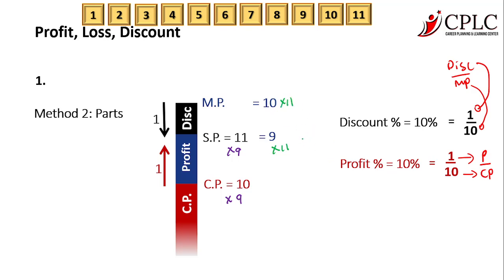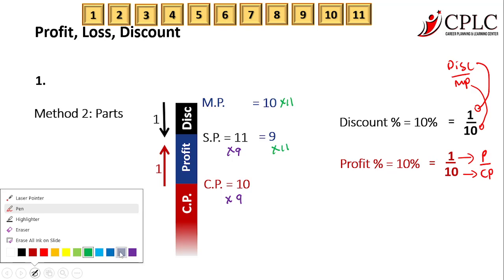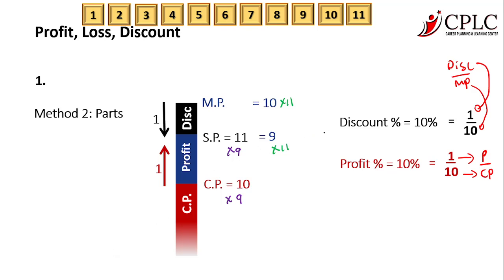So when we do that, both these selling prices are going to be the same, which is 99. But in the process, the cost price and the mark price have changed a bit. So the new cost price is 90 and the new mark price is 110.